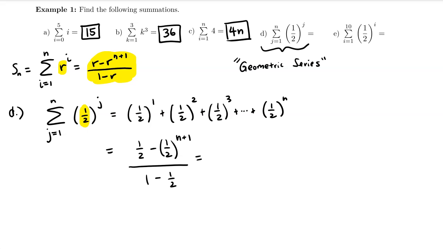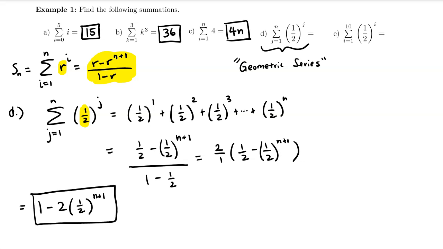And we can clean this up a bit. So in my denominator, 1 minus 1/2 is 1/2, and if I multiply by the reciprocal, I would have 2 over 1 times 1/2 minus 1/2 to the power of n plus 1. And if I distributed this, I would get 1 minus 2 times 1/2 to the n plus 1 power, like that. And so there is our final answer for part D.